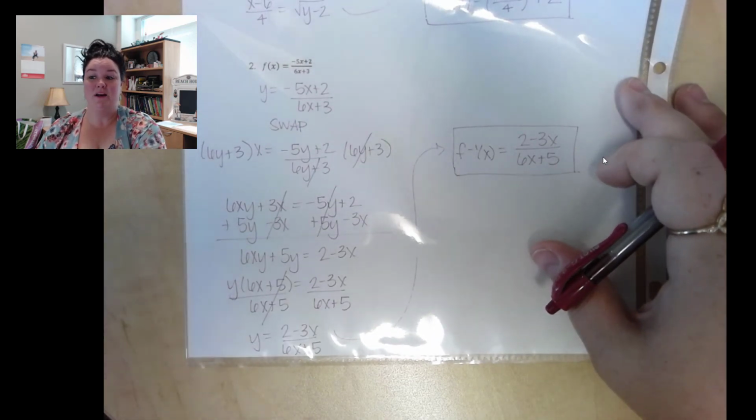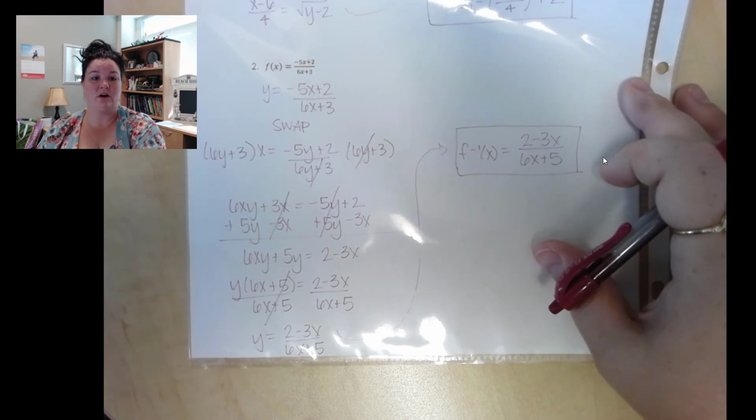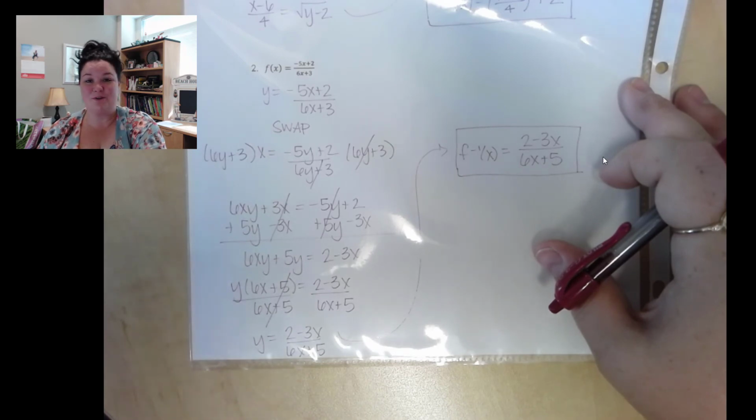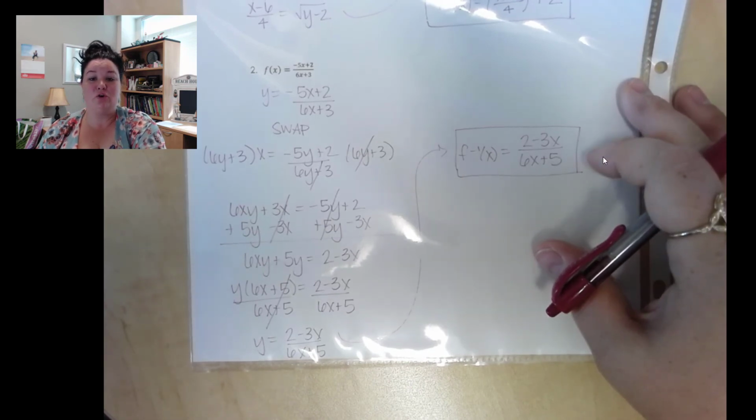On this one, whenever we start off, we replace our f of x with y and then swap our variables. And then just like the two examples that I got done doing, we have to clear fractions by multiplying both sides by 6y plus 3, so we can get that chunk out of the denominator. And then once we have it all multiplied out, it's just a matter of moving our y terms to the left, moving our terms that don't have y to the right, and then we can factor out the y and divide off the leftovers. So our inverse should be 2 minus 3x over 6x plus 5.